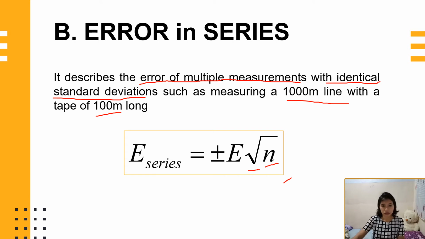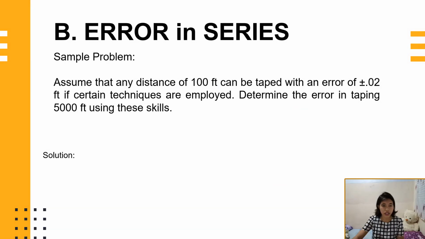Okay? So, we also have a sample problem in this error in the series. Assume that any distance of 100 feet can be taped with an error of plus minus 0.02 feet if certain techniques are employed. Determine the error in taping of 5,000 feet using these skills. So, yung concept is, ano yung a-attain natin na error if yung gagamitin na tape natin to measure 5,000 feet is 100 feet plus minus 0.02 na tape.